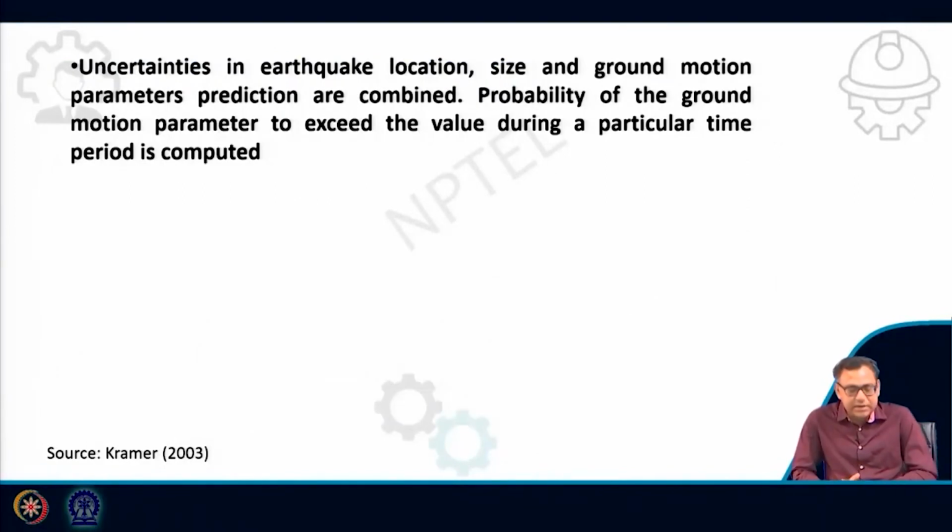Okay, and then uncertainty in earthquake location, size and ground motion parameter prediction are combined, and the probability of the ground motion parameter to exceed that value during a particular time period will be computed. That means we will combine these uncertainties of earthquake location, size and ground motion parameter prediction, and then the probability of the ground motion parameter to exceed that value during a particular time period will also be computed.